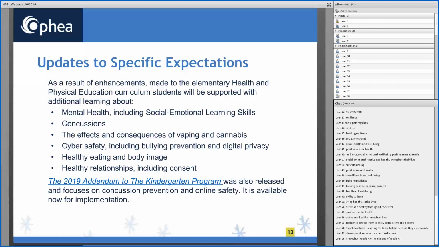Updates to specific expectations. The focus of the new curriculum has been on enhancing and updating, and you can see many of the updates to specific expectations right there. Mental health has always been embedded in the curriculum, and now in the 2019 elementary curriculum, mental health literacy is a new topic within the Healthy Living strand. There is new alignment with the new Canada Food Guide, which was released in January of this year. There's an all-gender binary approach, which was applied to the updates and specific expectations. And there are culturally relevant examples that have been included throughout the curriculum.